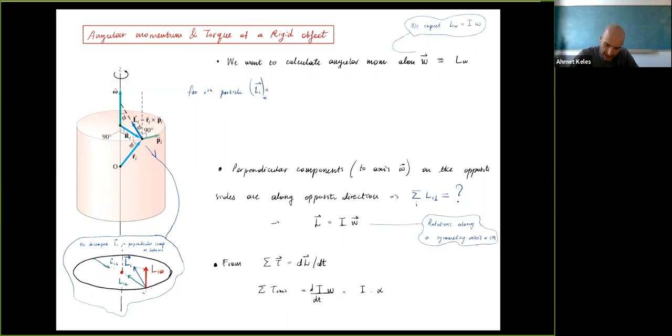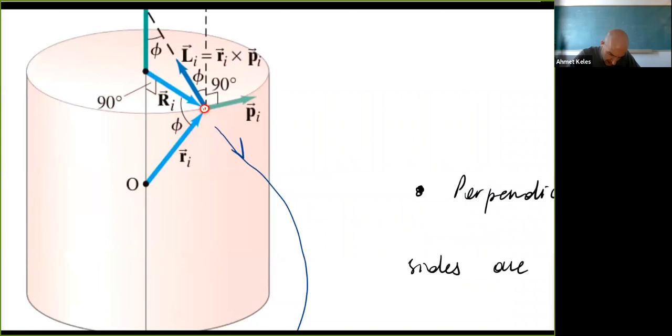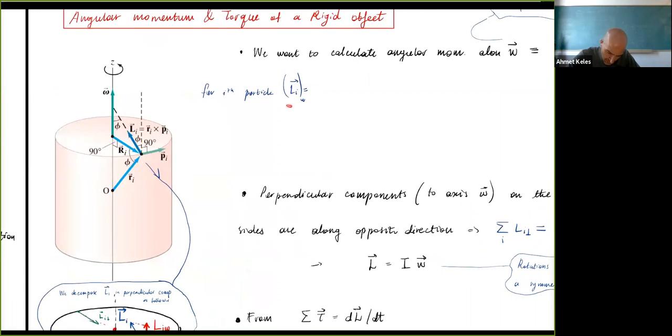For notational convenience, let's call it L of omega. L of omega, the total angular momentum, is some complicated L that we don't know yet, but we want to calculate its projection on omega, like this. For this, we can start with a little chunk here. Let this be that chunk. It could be here or here, it doesn't really matter. I want to calculate the angular momentum of this chunk, and I want to take its projection along omega. That's what this notation means.